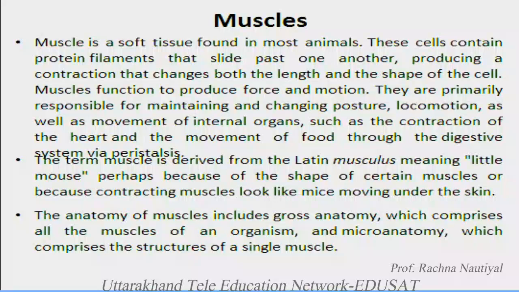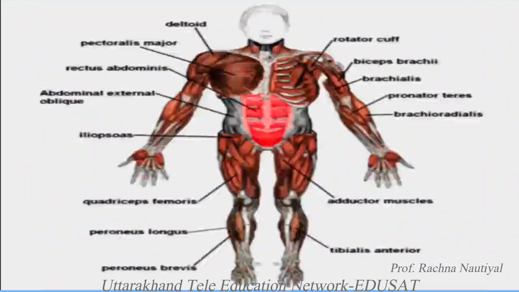The anatomy of muscles includes gross anatomy, which comprises all the muscles of an organism, and microanatomy, which comprises the structure of a single muscle. When we say gross anatomy, we are talking about all the muscles of an organism, and when we say a single muscle, that is microanatomy.